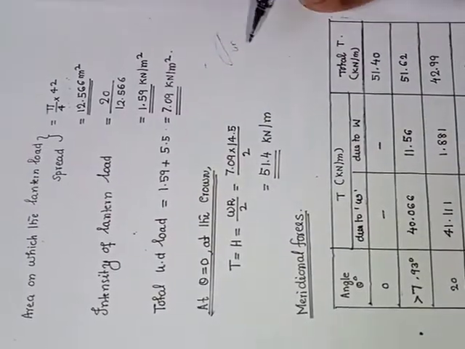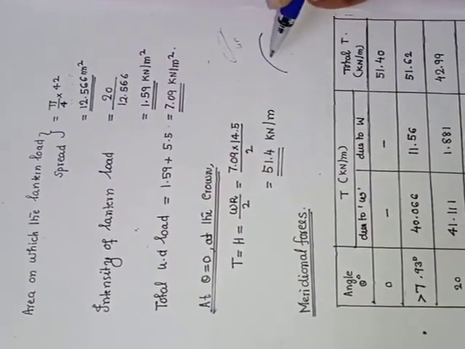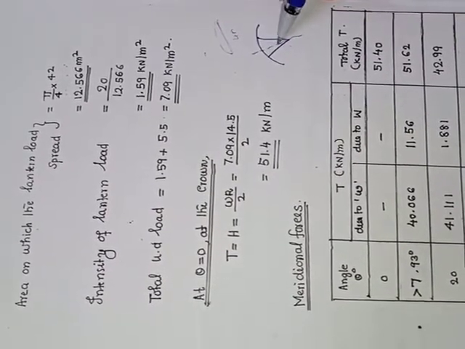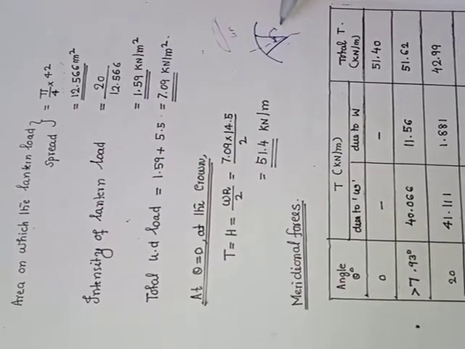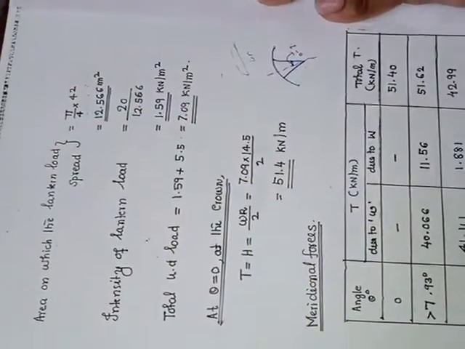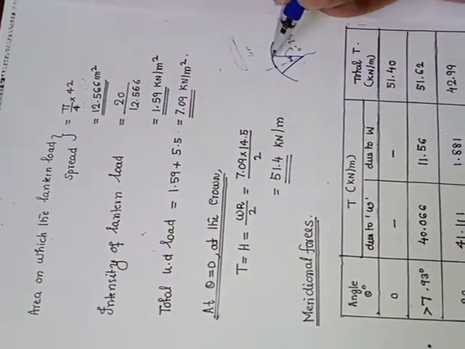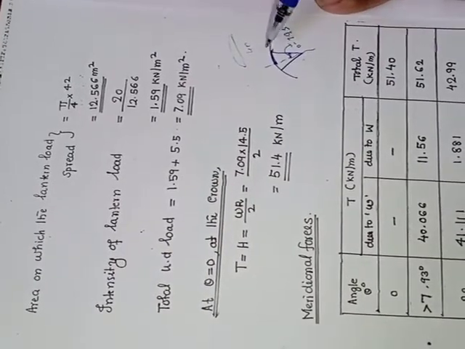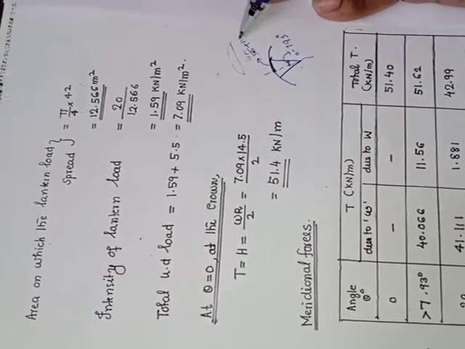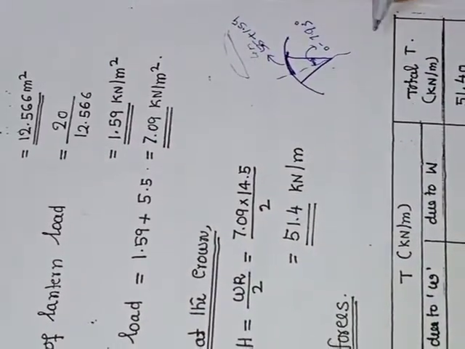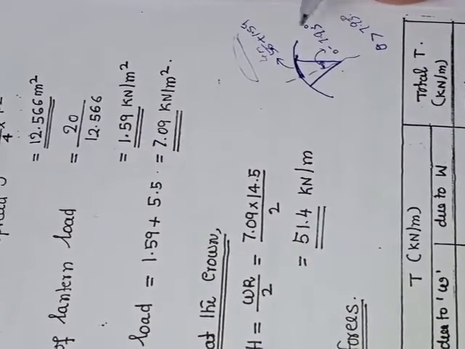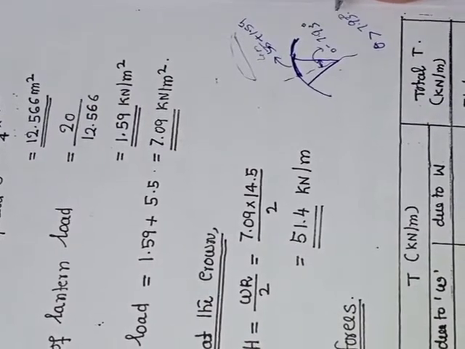That is when you are considering, if this is the dome, a small portion. If this is the axis, from 0 to, if you are considering this angle, that is 0 to 7.93 degrees, there will be an additional load. That is, our initial load was 5.5 plus 1.59. So if the theta value is greater than 7.93, the UDL will be 5.5.